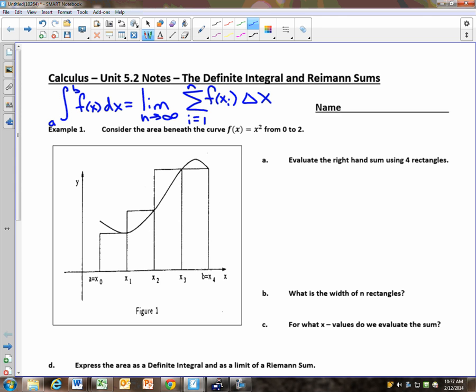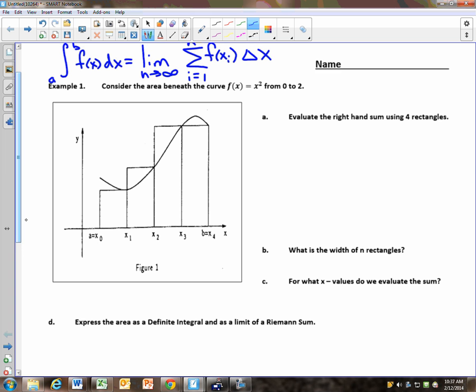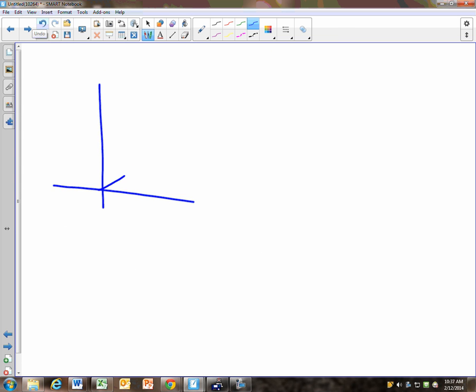And so what we're going to do, I just have this drawing here. The drawing doesn't match our function, but we have a basic concept here where we want to consider the area beneath the curve of f of x equals x squared from 0 to 2. And you know what that looks like, right? We're just talking about a parabola. So that's the area we want to find.